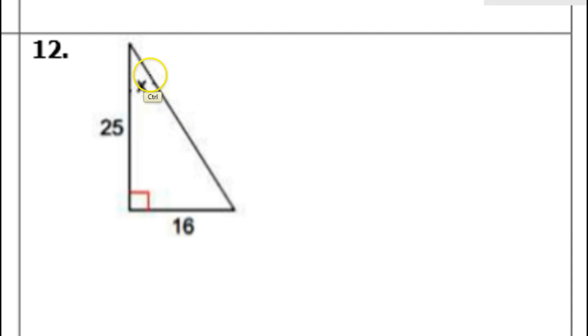Number 12. As soon as I see that we're looking for an angle, I'm thinking, aha, this is one of those ones where we will have to use the inverse trig function. So we've got this angle that we're looking for, and these two sides. The hypotenuse is over here, so neither of these is the hypotenuse. This will be the opposite leg because it's across from the angle. This will be the adjacent leg because it's right next to the angle.